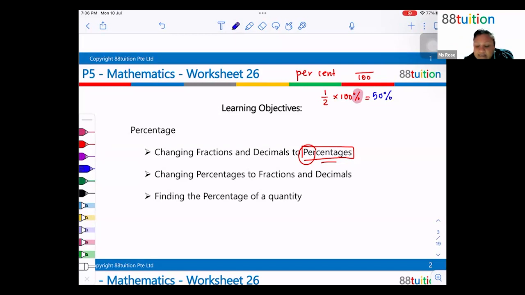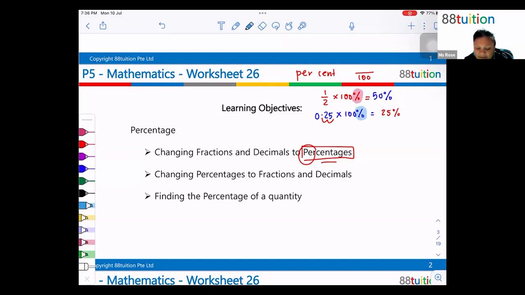All right. Similarly, if I were to change a decimal to a percentage, I also multiply by 100% to give me 25%. So again, it's either I move the decimal point two places or multiply by 100. I don't need to include the percentage symbol.